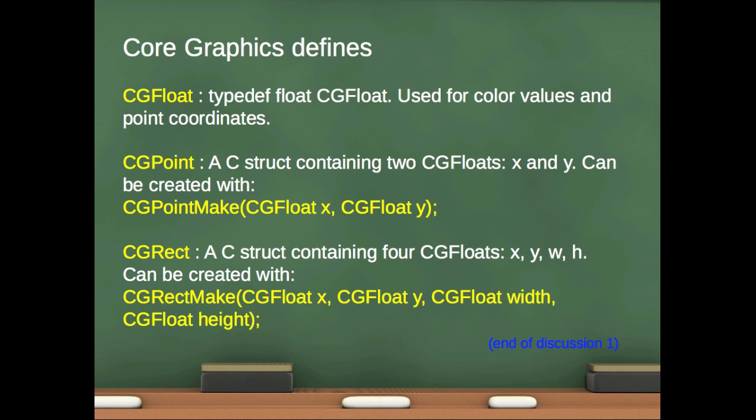CGRect is also a C struct, and it contains four CGFloats, x, y, w, and h, or width and height. And it can be created by using the function CGRectMake with the x, y coordinate of the top left corner, and then the width and the height.